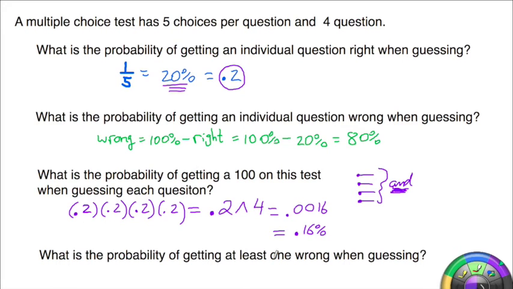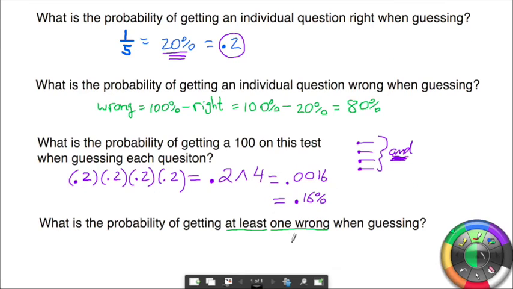All right, the last question is the one that's kind of interesting. It says, what is the probability of getting at least one wrong? Well, getting them all right and getting at least one wrong are complements of one another. The opposite of getting them all right is not getting them all wrong. The opposite of getting them all right is one of them has to be wrong. That would be the negation of it.